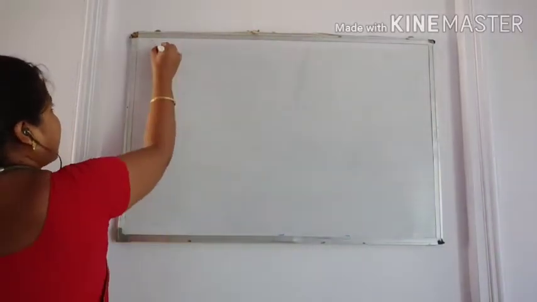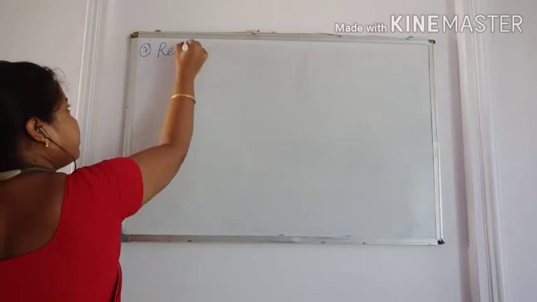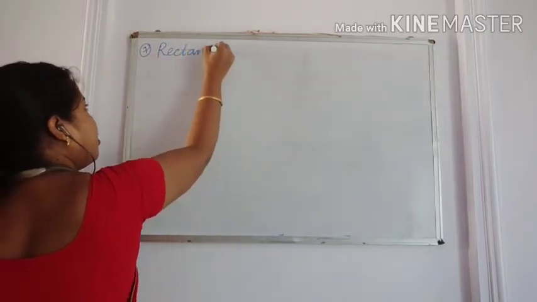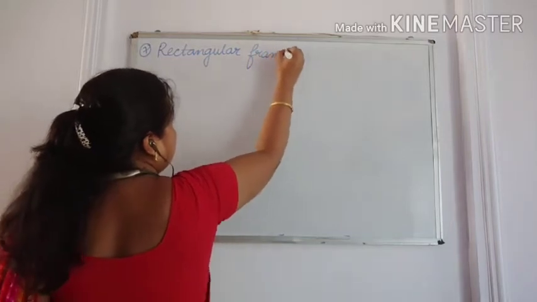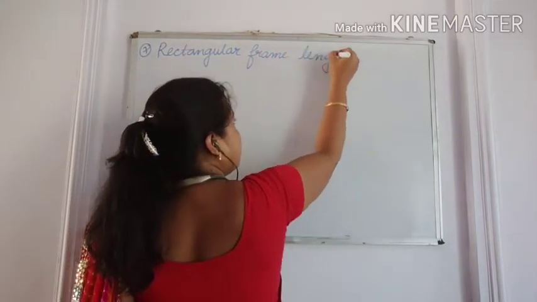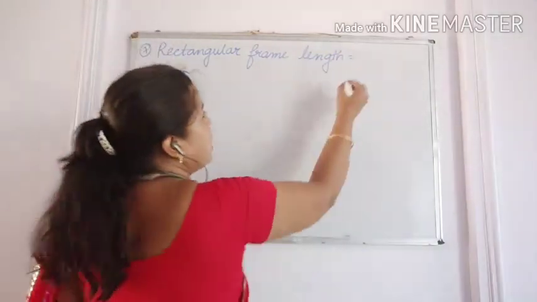Now, question number 7. The length of a rectangular frame is 13 upon 2. See beta, a rectangular piece, a rectangular frame, length. How much? 13 upon 2 centimeter.